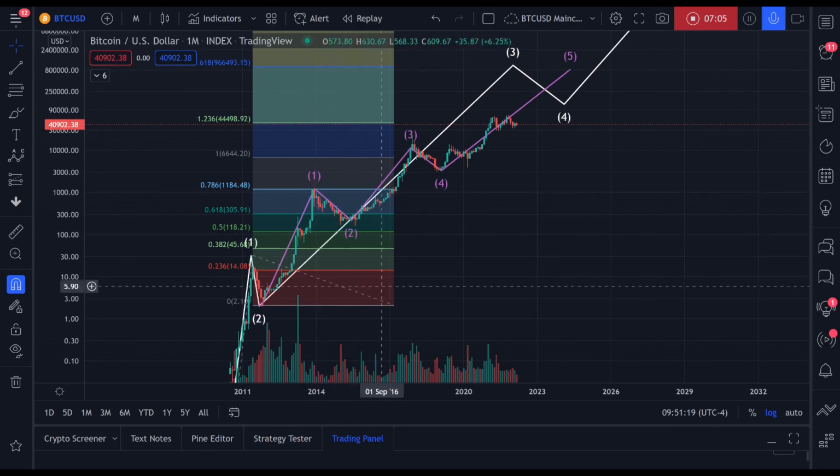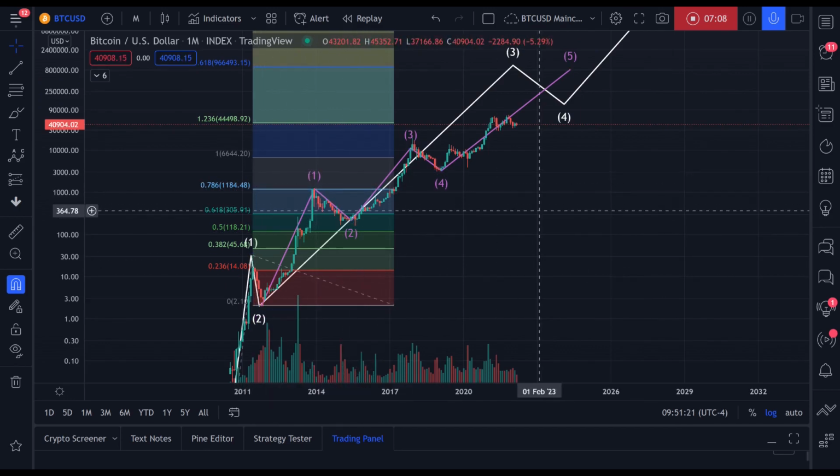Okay, and my wave 3 ended at the 786. And we know, according to Elliott wave theory, wave 3 cannot extend below the 1 Fibonacci extension of wave 1, okay? The 1 Fibonacci extension is the minimum extension of wave 3, okay? And we had wave 3 end at 786. That was the one thing I didn't like about that.